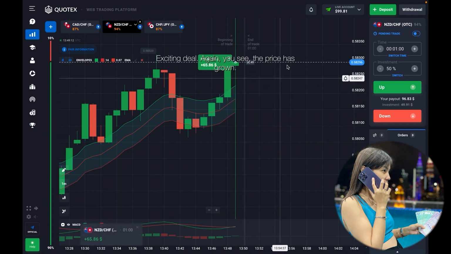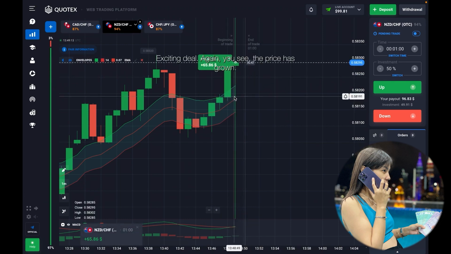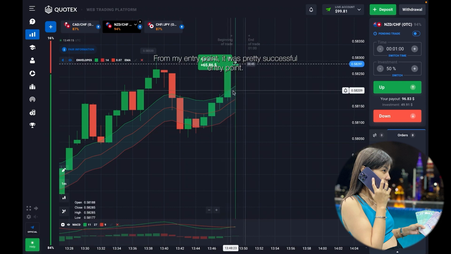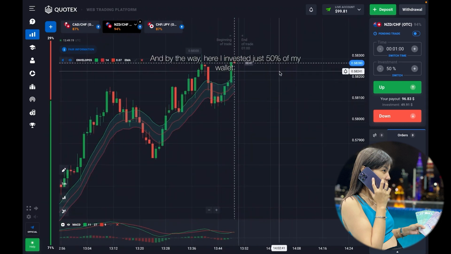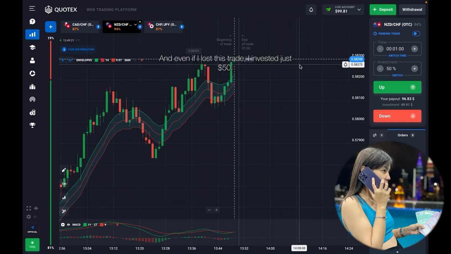So guys, exciting deal. Again, you see the price has grown from my entry point. It was a pretty successful entry point. And by the way, here I invested just 50% of my wallet, and even if I had lost this trade, I would have lost just $50, and it's not too much. Just adhere to the rules of money management, and you will always stay in profit.